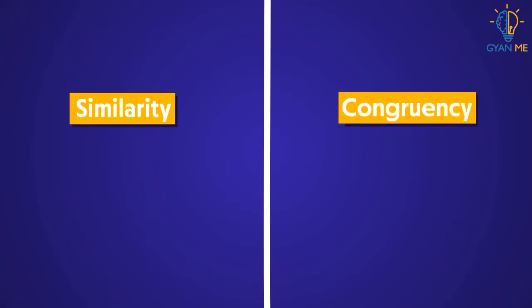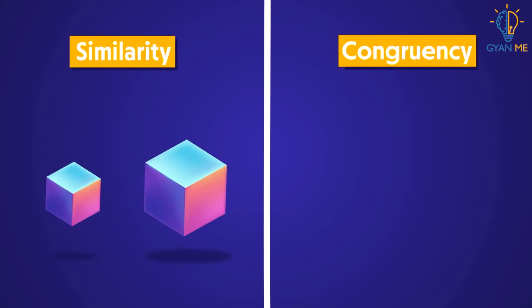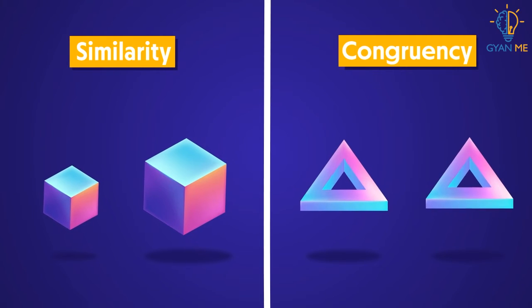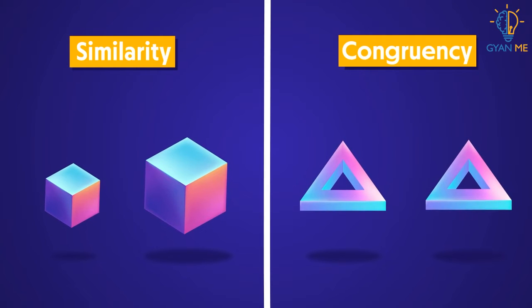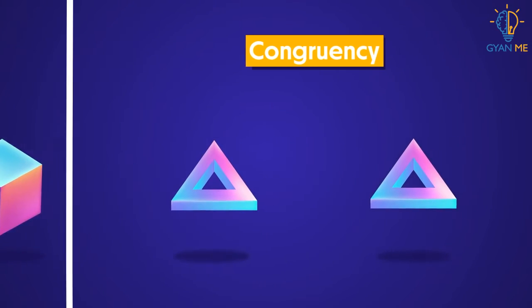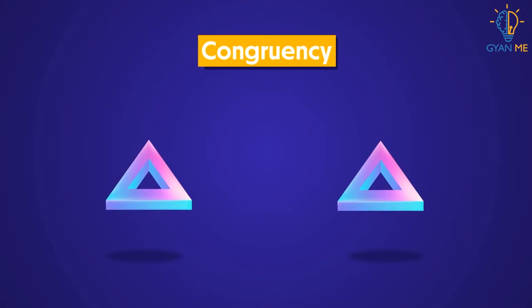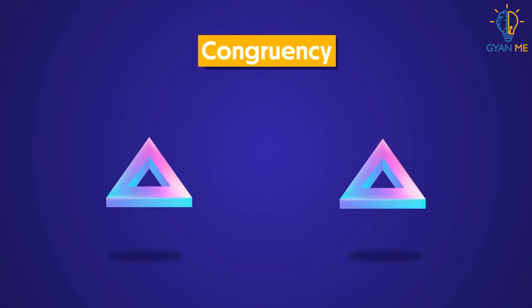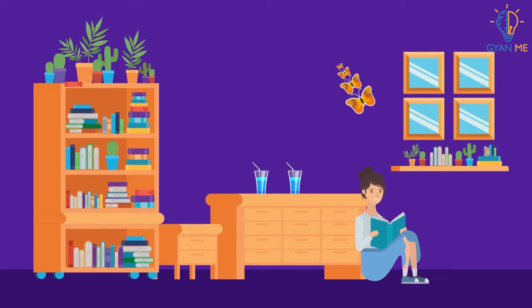Students, as we have seen, similar figures have the same shape but can have different sizes. But congruent figures will always have the same shape and same size. In other words, congruent figures are exactly identical to each other. So now let us go back to our room and find out similar and congruent figures in it.